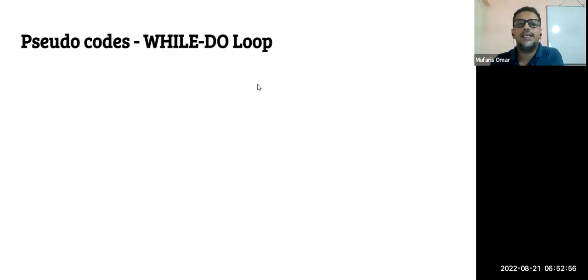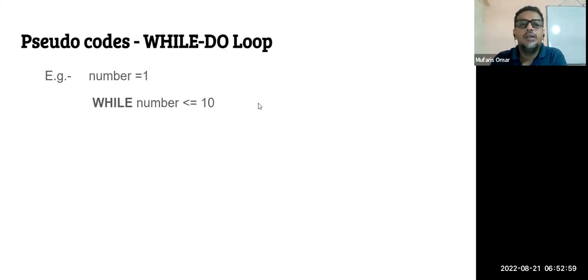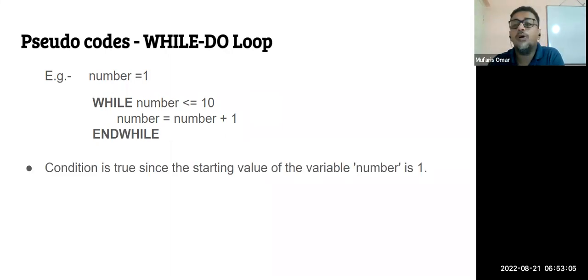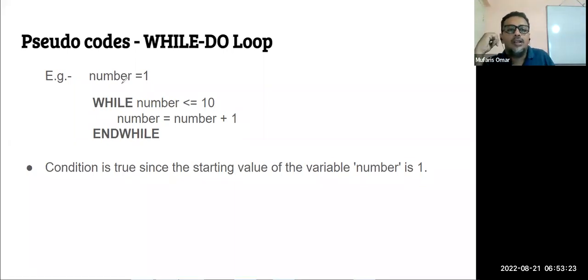Now let's take an example and try to understand how this will work. It's better if you stay in the class and focus on this. First, this is the pseudocode: number equals one. While number is less than or equal to 10, number equals number plus one, and end while.